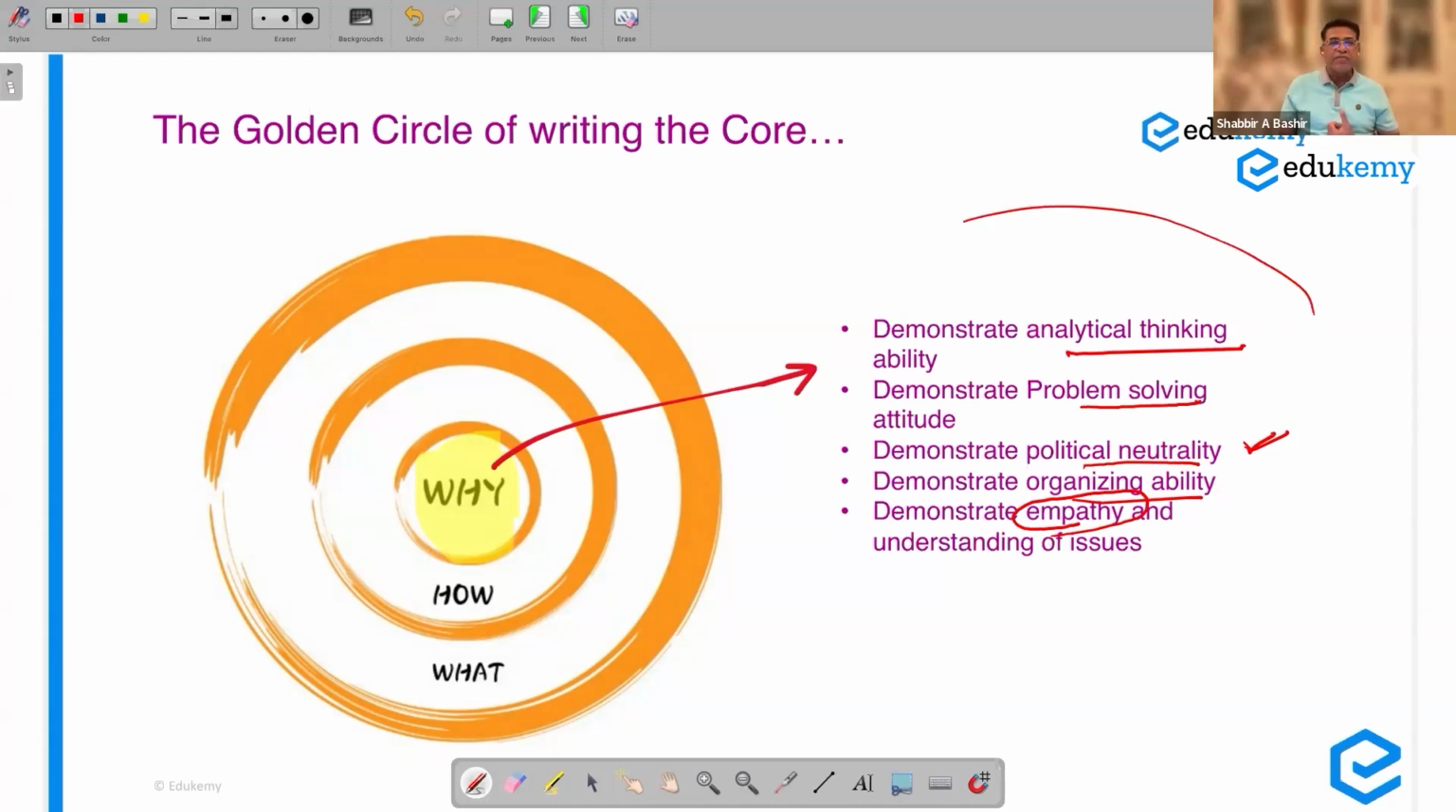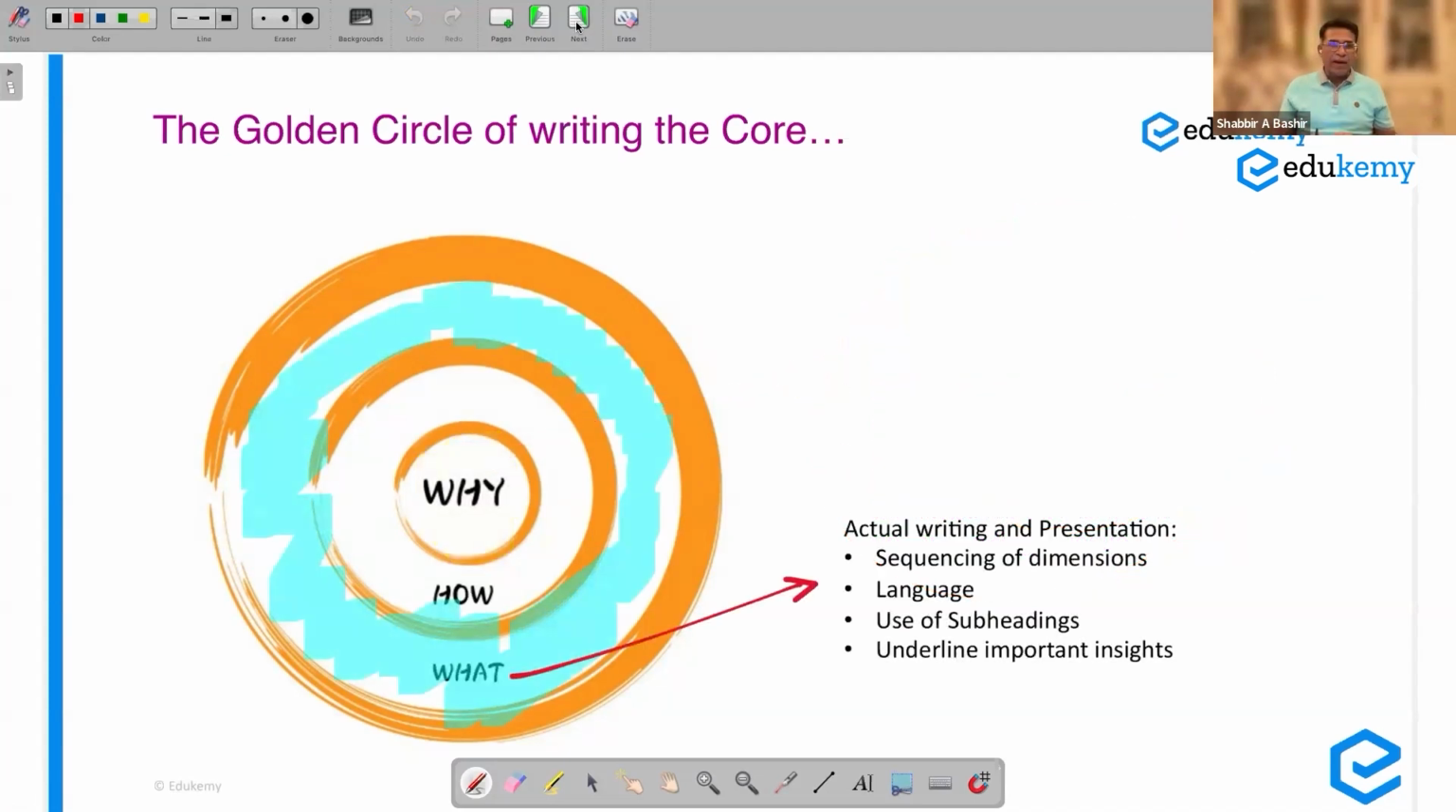So if you have this in mind, then you can develop the body of the essay a bit more relevant to the UPSC's demand and why they want you to write an essay. So keep this aspect, the golden circle, as the basis of how to develop the body of the essay. I'll talk about the how aspects later on. Let me focus on the what aspects first.